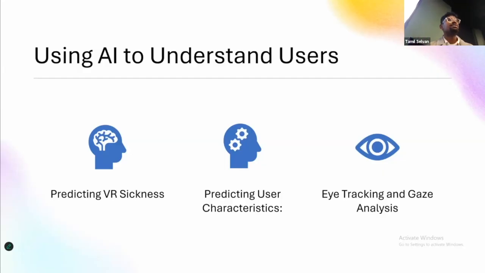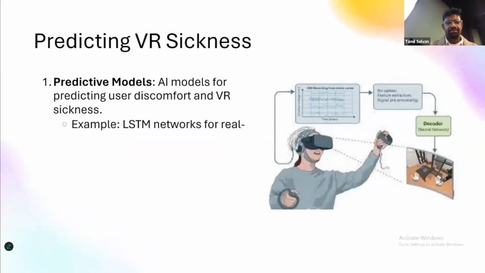And then predicting users' characteristics and intents. So if I'm about to go sit on this chair, the VR or AR experience automatically adjusts based on that intent. And the third part is eye tracking and gaze analysis, which is for object rendering and modification, as we discussed before.